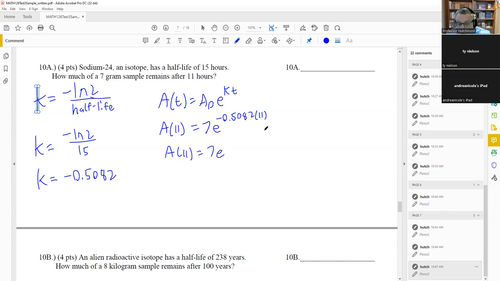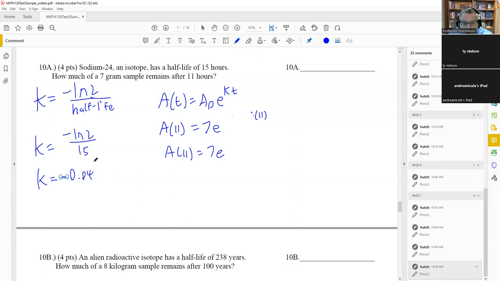We'll do that part. Oh, you know what? This part here, I put the wrong decimal in here for your K value. So this is actually the decimal that should have gone up here, and this is incorrect. So when you put that into your calculator, negative ln 2 over ln 15, you actually get instead negative 0.0462. Okay, so that's the correct decimal, and negative 0.0462 is what you'll have up here. This decimal here is negative 0.5082. So I wrote the wrong number down there. My apologies. If you take negative 0.0462 times 11, that's the decimal you get here, negative 0.5082.